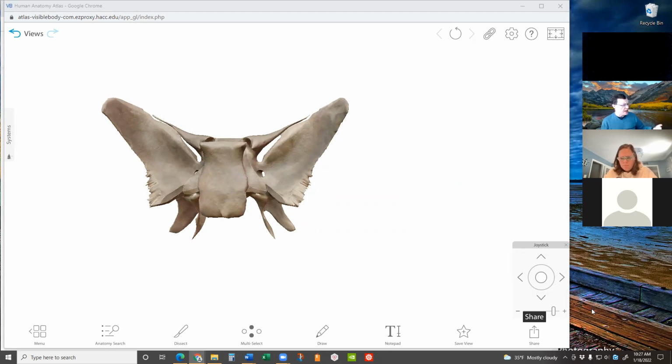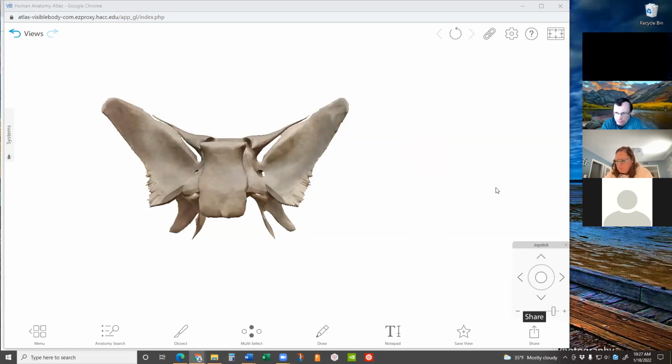From this viewing perspective, does this bone look like a bat or butterfly? Could you envision that in your mind? Whatever it looks like to you, that's what you should be thinking about, okay?